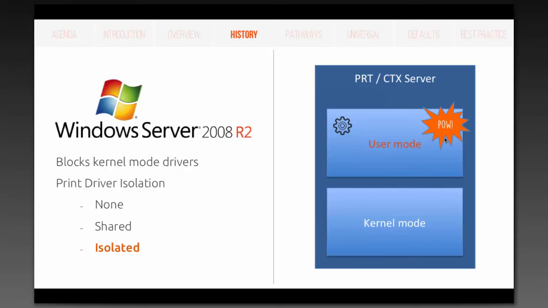Now with the isolated mode, basically the same rules apply as with shared, only isolated is applied on a per print driver level. So each driver would get its own print isolation host process, a separate process in which it would run, and each driver would then be isolated from all others, including the print spooler service.